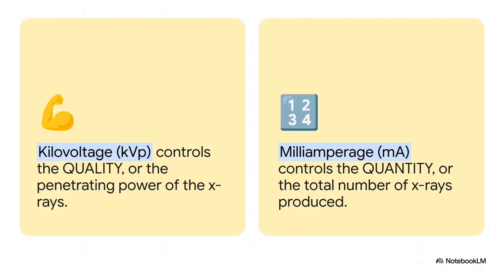It really just comes down to two main dials. First, you have kilovoltage, or kVp. That controls the quality of the beam. Think of it as its penetrating power, or how hard it hits. Then you have milliamperage, or MA, and that controls the quantity, literally the total number of X-rays being made. It's a classic trade-off, quality versus quantity.